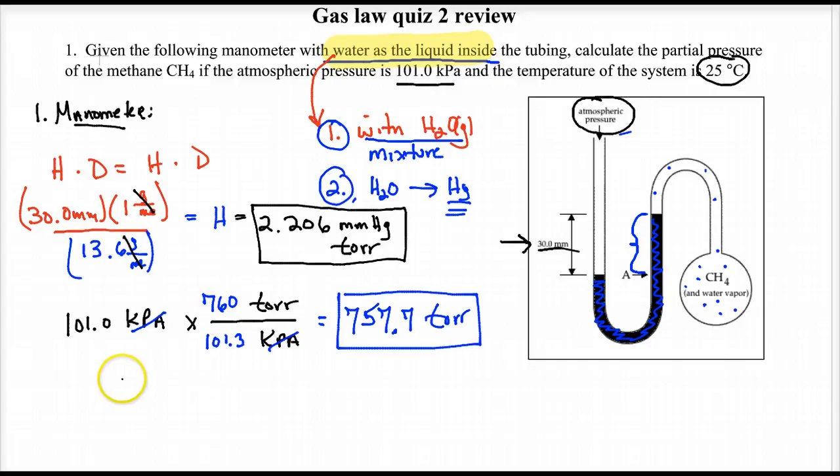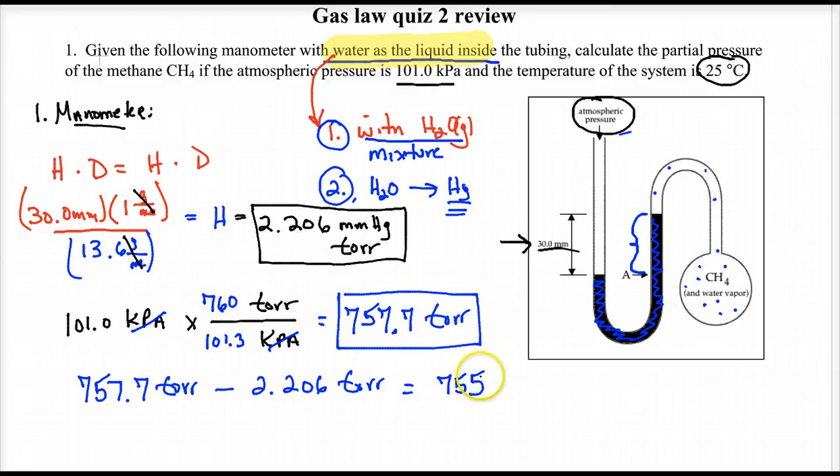So my manometer question, very simple. 757.7 torr minus 2.206 torr. Well, what does that give me? I get 755.5 torr. Now, what did I just solve for? I solved for the pressure of these gases, which is the total pressure, because I know it's a mixture.